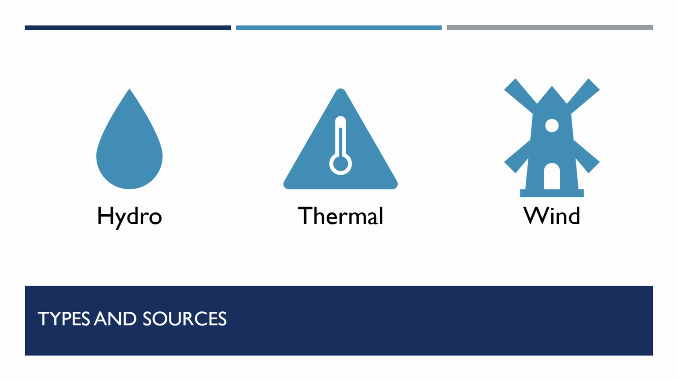Mechanical power comes from a wide array of sources. We can broadly categorize them into a few main types. Hydropower uses the gravitational force of falling water to spin a turbine. Thermal power, which includes coal, natural gas, and nuclear power, uses heat to boil water, creating high-pressure steam that drives the turbine. And wind power uses the kinetic energy of the wind to directly rotate the turbine blades.